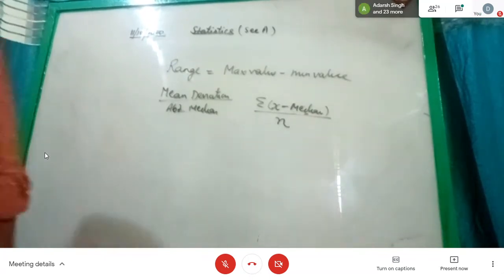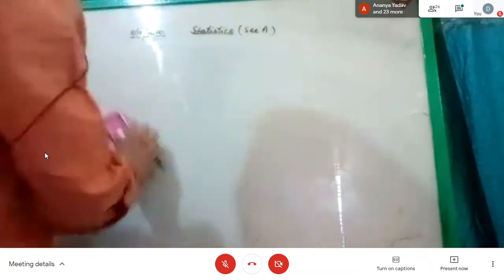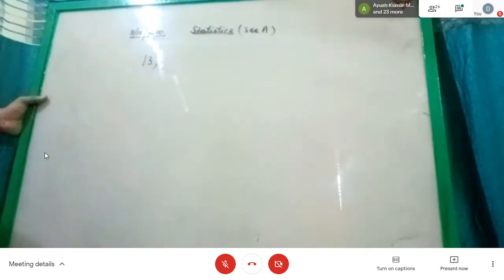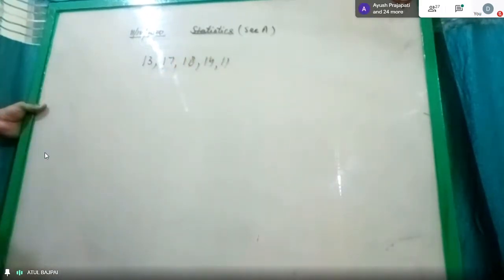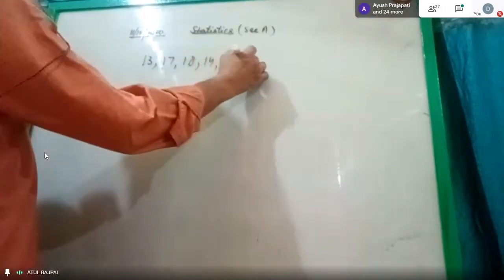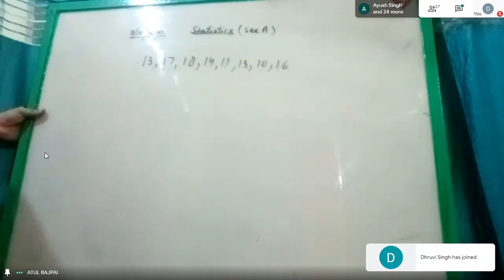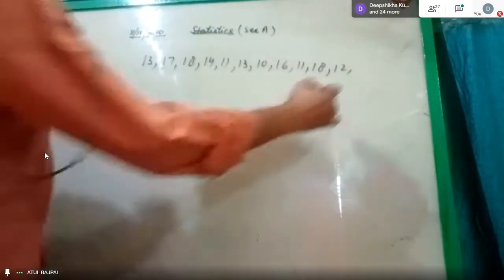Write down the question. I am giving scattered data: 13, 17, 18, 14, 11, 13, 10, 16, 11, 18, 12, and 17.